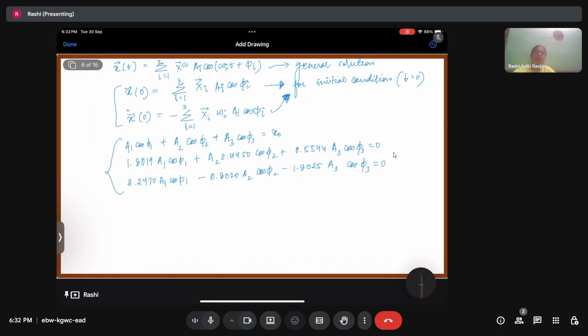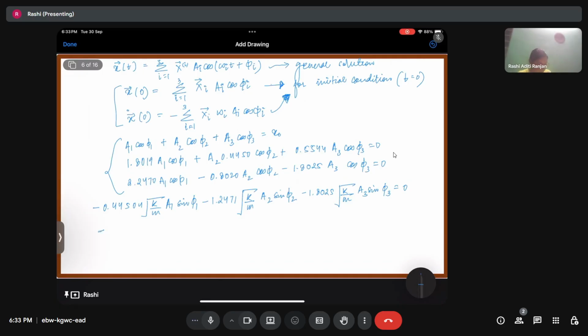Similarly, we are going to find the three equations which we derive for the three velocity conditions. So those are going to be minus 0.44504 under root of k by m a1 sine phi 1 minus 1.2471 under root k by m a2 sine phi 2, minus 1.8025 under root k by m a3 sine phi 3. So this was the first equation.